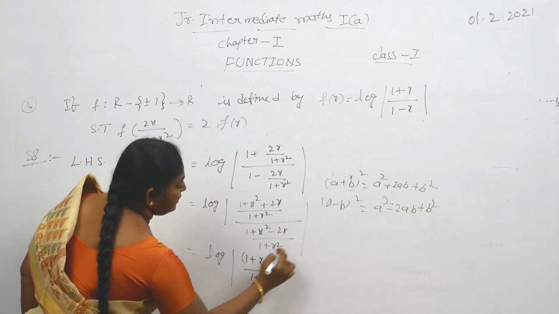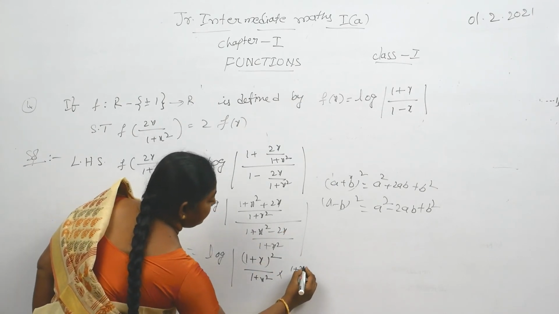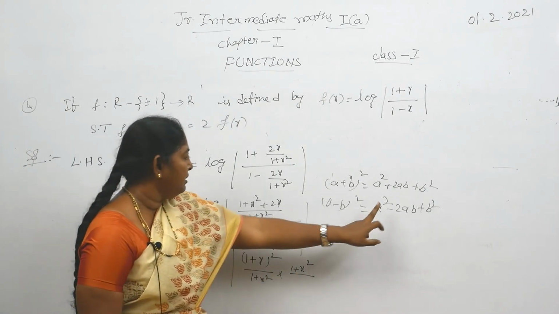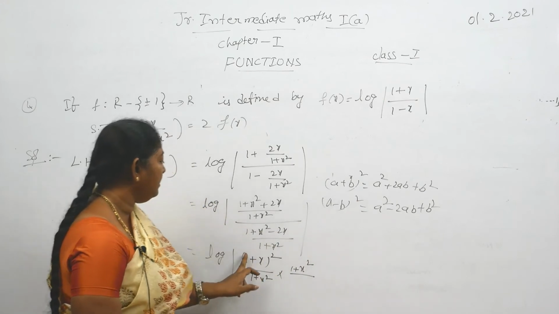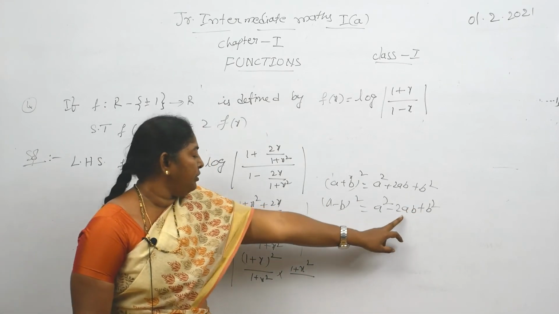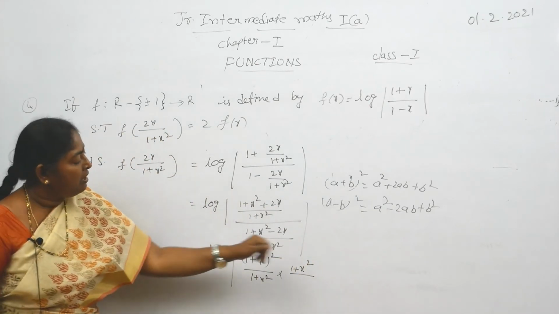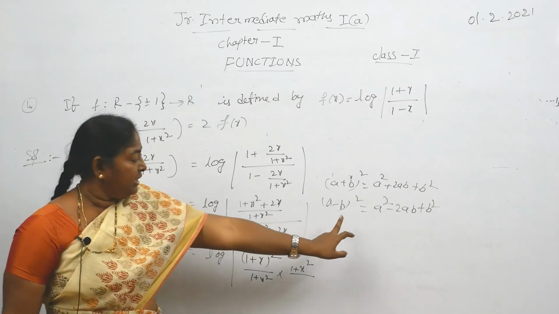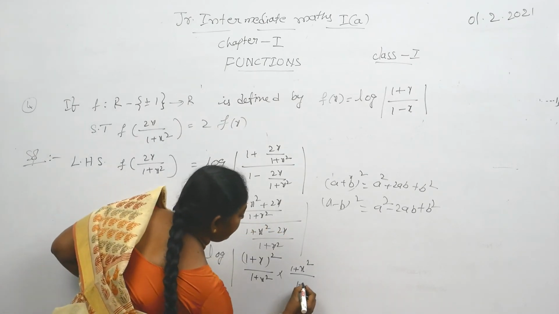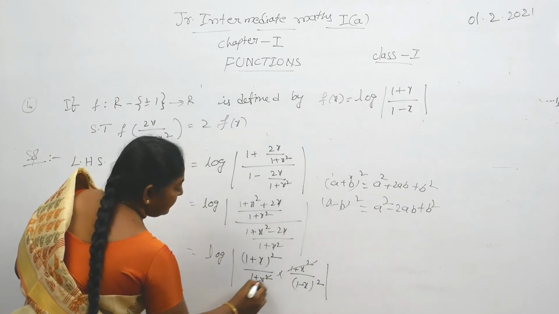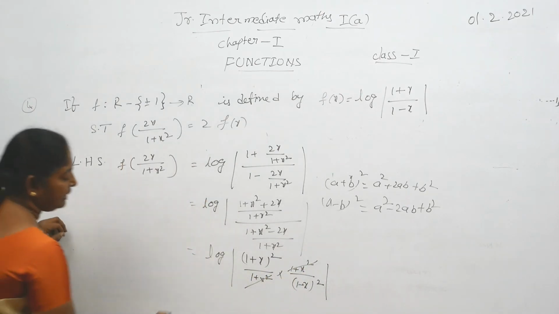We are taking the reciprocal of this value. So 1 plus x square by, here 1 square equals 1 and b square equals x square, minus 2ab, 2 into 1 into x equals minus 2x. So this is in the form of (a minus b) whole square. So (1 minus x) whole square. 1 plus x square, 1 plus x square get cancelled.